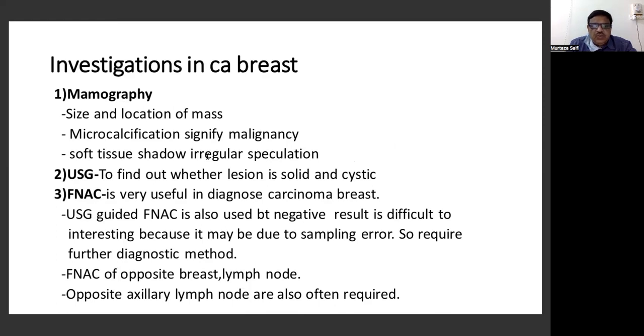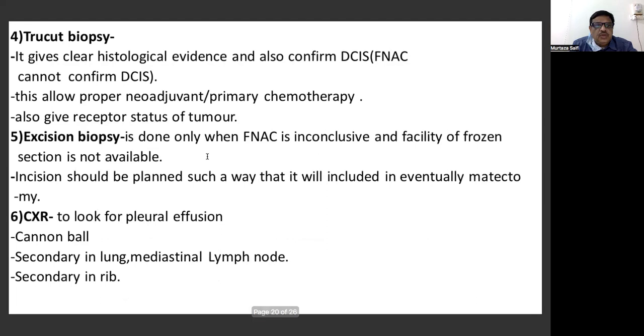USG guided FNAC is also used, but a negative result is difficult to interpret because it may be due to sampling error, and may also require a further diagnostic method. FNAC of the opposite breast, opposite lymph node, and opposite axillary node are also often required. Trucut biopsy gives clear histological evidence and also confirms DCIS. FNAC cannot confirm DCIS. Trucut biopsy allows proper neoadjuvant primary chemotherapy and also gives the receptor status of the tumor.